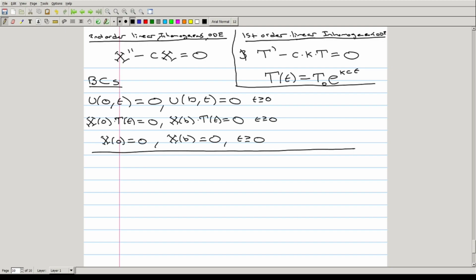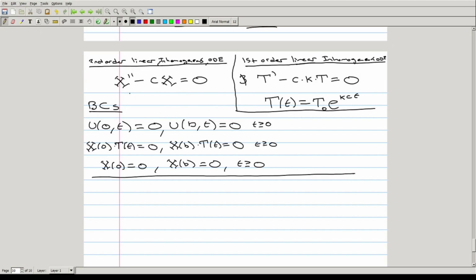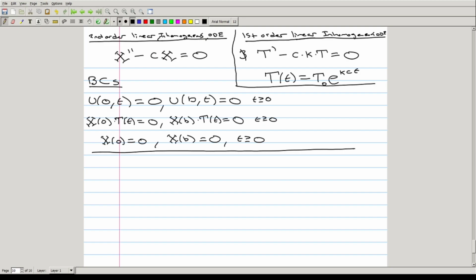And it's important to point out that mathematically this is called a Sturm-Liouville problem, or a problem of Sturm-Liouville type, where we have this second-order linear ODE with specific boundary conditions that have to be satisfied. And the theory of Sturm-Liouville problems is very, very intimately related with what we're doing here and whether or not we can solve a given partial differential equation using the method of separation of variables. So I encourage you to read further into that if you're interested.